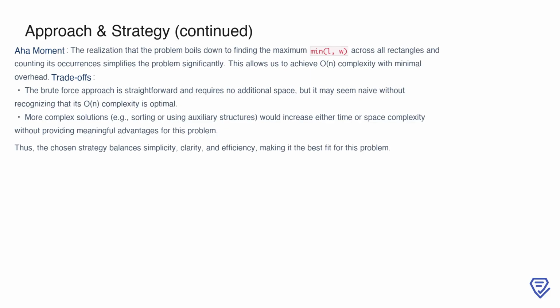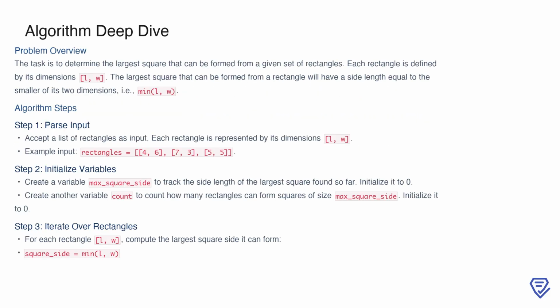When assessing trade-offs, the brute force approach may initially appear naive, but its O(n) complexity is actually optimal for this problem. More complex solutions, such as sorting the rectangles or introducing additional data structures, would only increase time or space complexity without providing any real advantages. By focusing on simplicity, clarity, and efficiency, the chosen strategy strikes the right balance, making it the best fit for solving this problem effectively. In this problem, we need to determine how many rectangles can form the largest square possible.